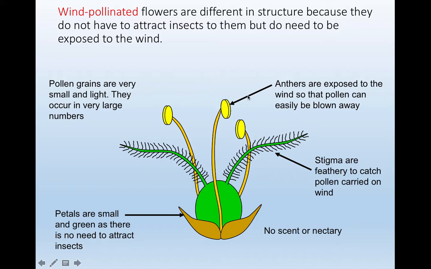Notice here that the anther is up and exposed to the wind. The stigma tend to be kind of feathery, kind of wispy here, almost looks like a Velcro-like structure. That's so that when the wind blows the pollen, it can attract it. And again, there's no scent or nectary or anything with some of these pollen grains. And notice the petals are small because they don't have to attract the insects because the wind is doing the work here.